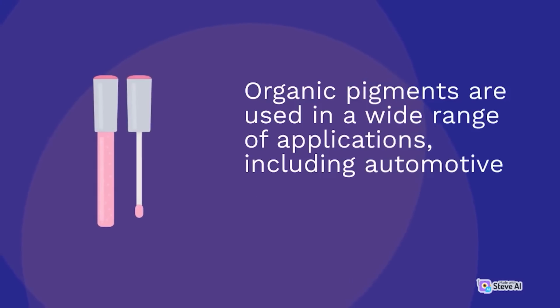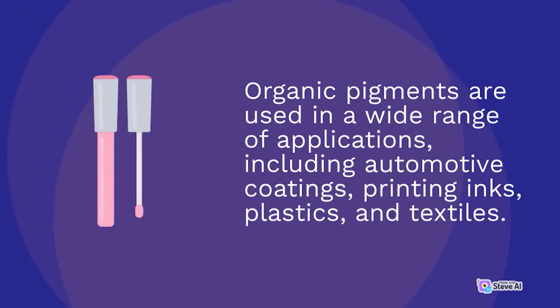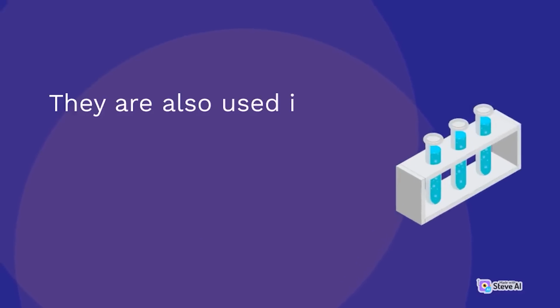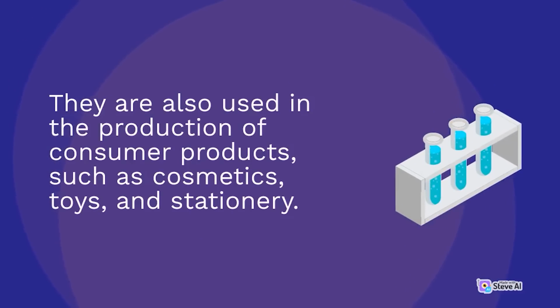Organic pigments are used in a wide range of applications, including automotive coatings, printing inks, plastics, and textiles. They are also used in the production of consumer products, such as cosmetics, toys, and stationery.